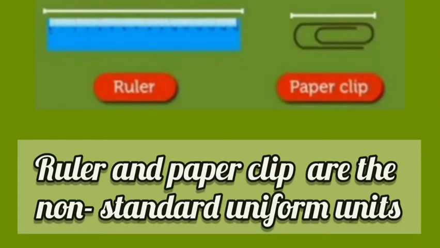Ruler and paper clip are non-standard uniform units, which means that anyone who measures the object with a ruler and paper clip will get the same measurement. There will be no difference between their measurements.